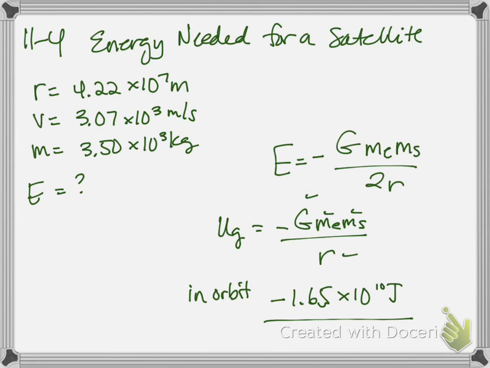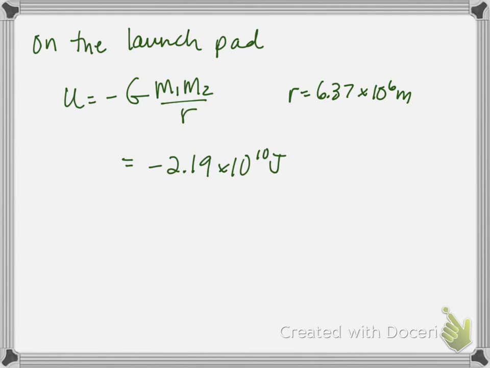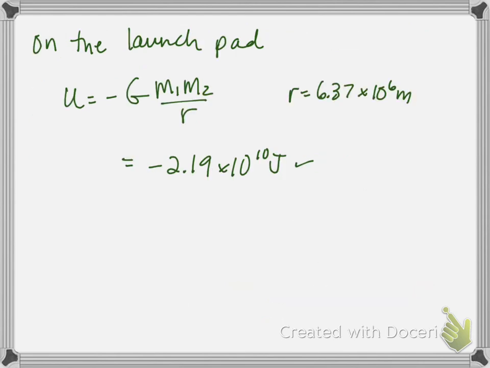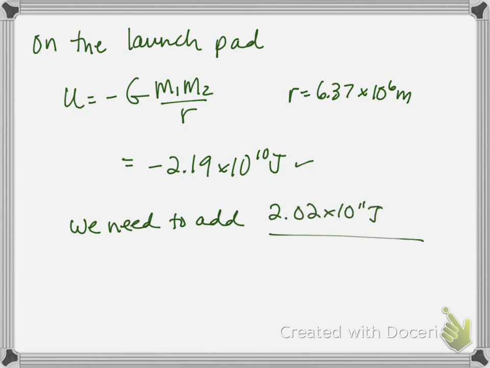So we need to add some energy to get it from negative 2.19 up to negative 1.65. So the amount that we need to add to get it to that is the difference there, which is 2.02 times 10 to the 11th joules. That's what we need to add to it.